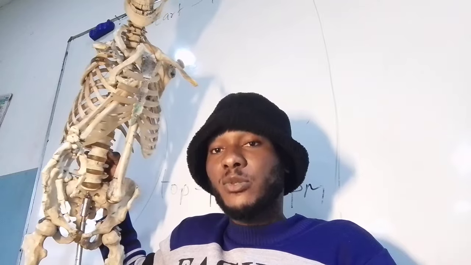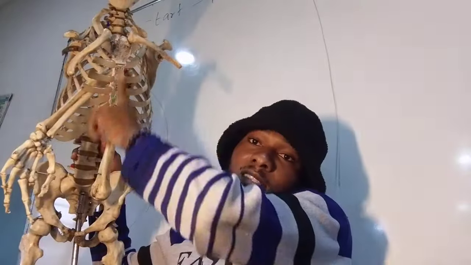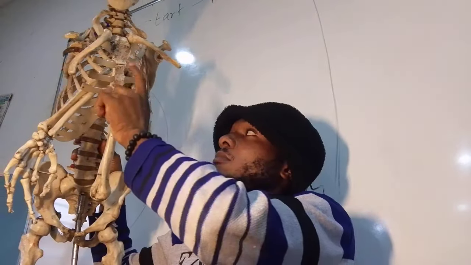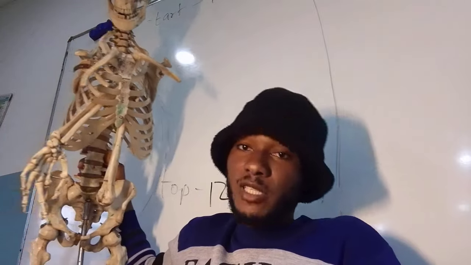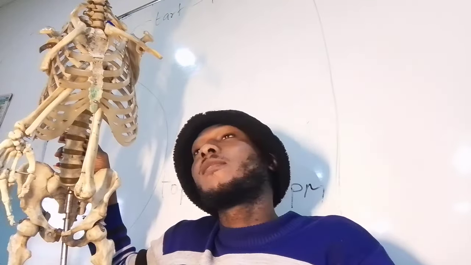1 to 7 are true ribs. They are attached posteriorly to the vertebra and anteriorly to the sternum. And remember, this sternum has 3 divisions: the manubrium, the body, and the xiphoid process. Then you have false ribs attached to the true ribs, while the floating ribs do not attach anywhere. They are just floating. The true ribs are 1 to 7, the false ribs are 8 to 10, while the floating ribs are 11 to 12.